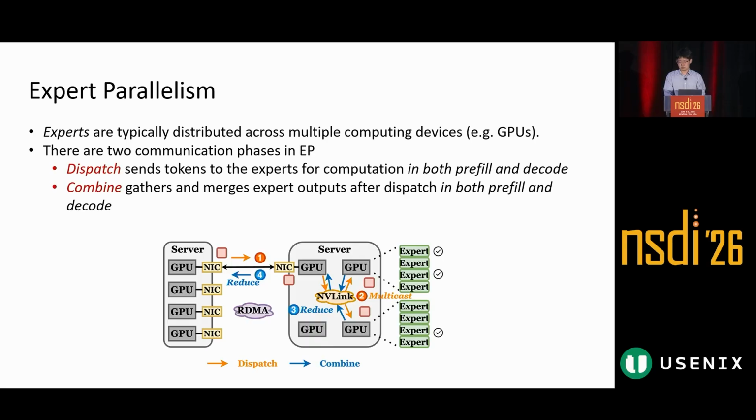When these experts are distributed across GPUs, we use expert parallelism. Then every MoE layer introduces two communication phases. Dispatch sends tokens to the GPU hosting the selected experts, and combine gathers the expert output back. So communication efficiency directly affects the end-to-end inference performance, especially in prefill where many tokens are processed together and communication volume grows quickly.